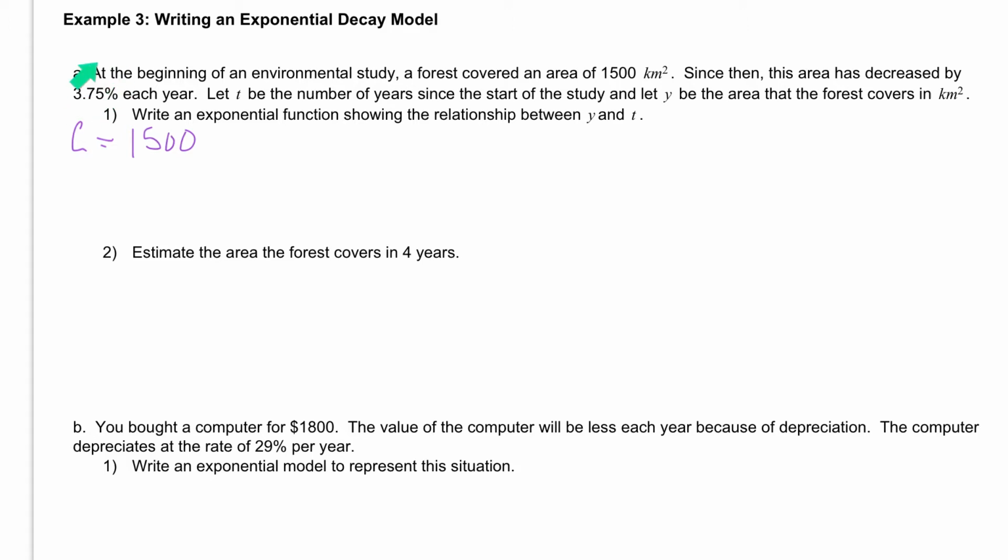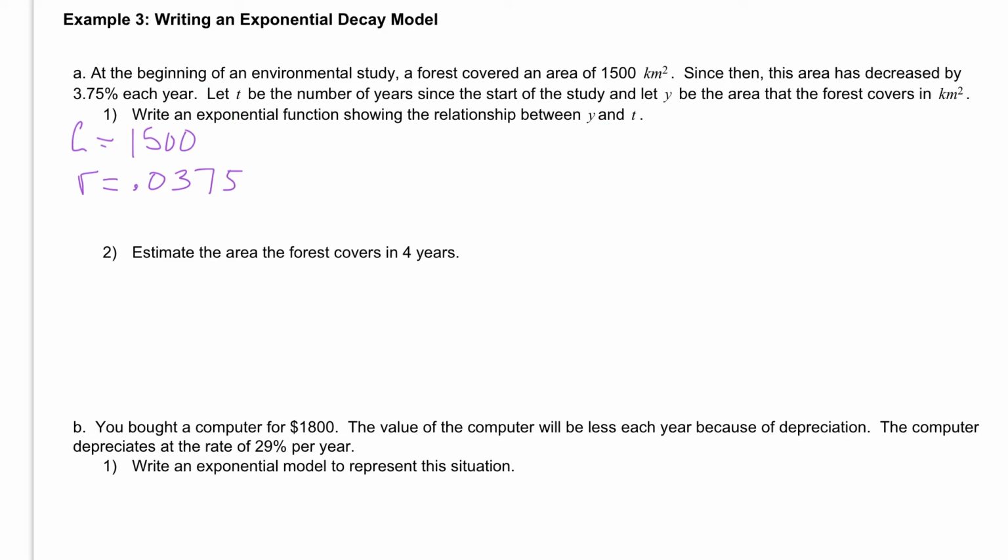Then we're looking for our decay rate or decay factor. So here we have that percentage, that 3.75. That's going to be our decay rate. So we know that R is equal to 0.0375 once we change it to a decimal. And then if we take a look at our formula, Y and T is what we want to write our equation in terms of. So this is all the information we need to write that function.